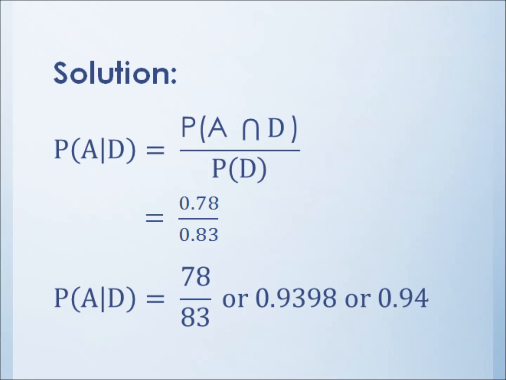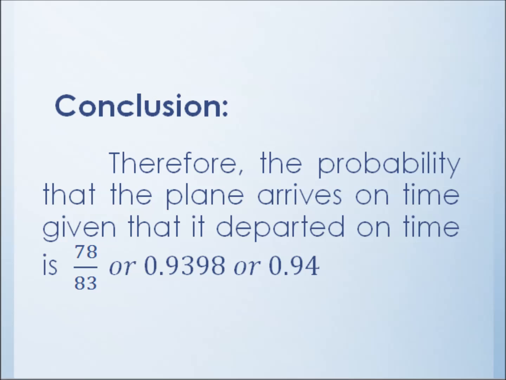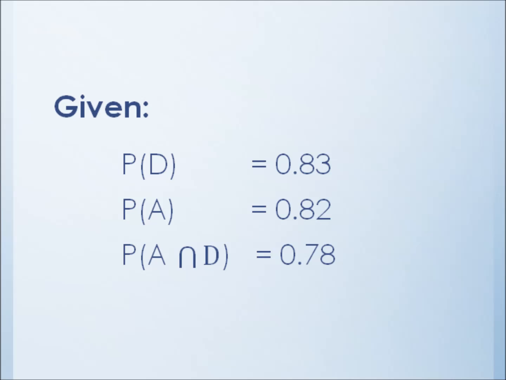0.9398 or 0.94. We can now finally make our conclusion, which is the probability that the plane arrives on time given that it departed on time is 78 over 83 or 0.9398 or 0.94. Before we answer the second problem, let us go back to our given. Again, we have the given as P of D equals 0.83, P of A equals 0.82, P of A and D is equal to 0.78.